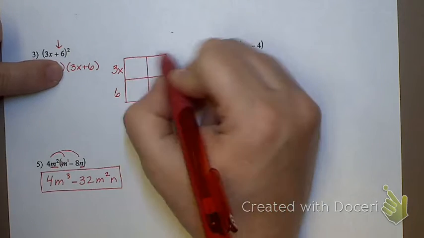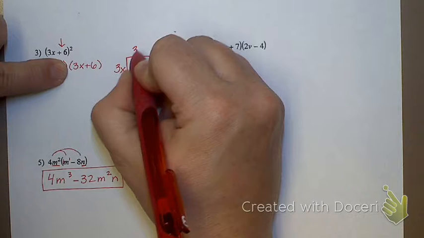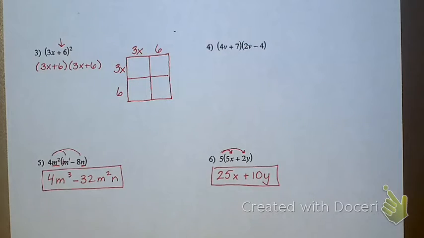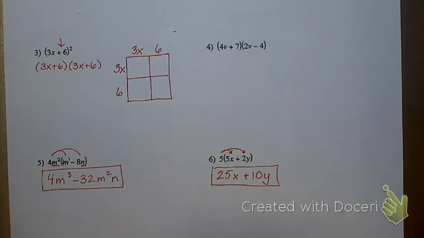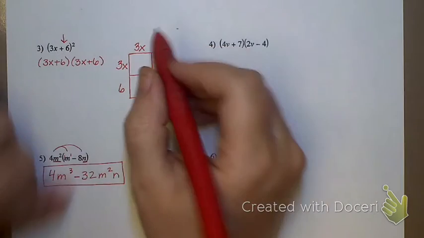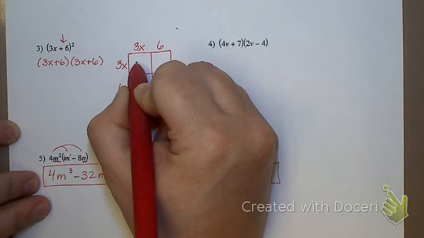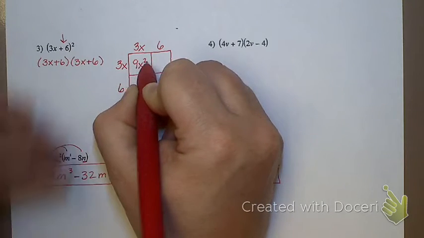The second parentheses is going to go along the top. So I have 3x, and I have 6. And what I've made here is like a multiplication table. So I'm just going to multiply as though this was a regular multiplication table. 3x times 3x is going to give me 9x squared.